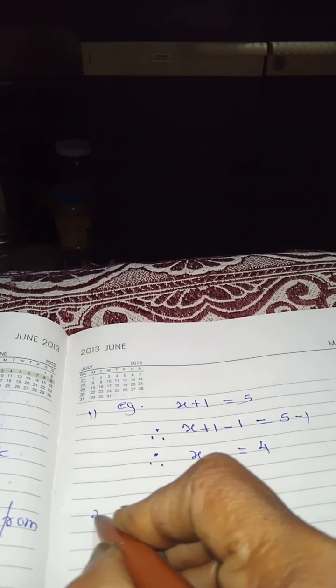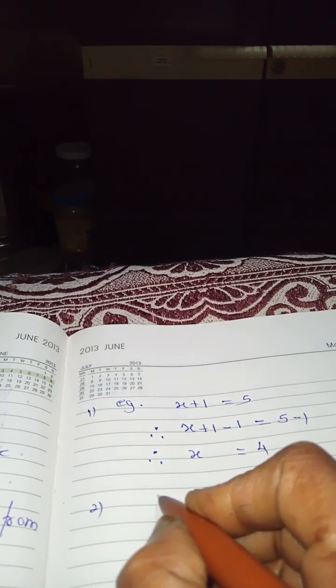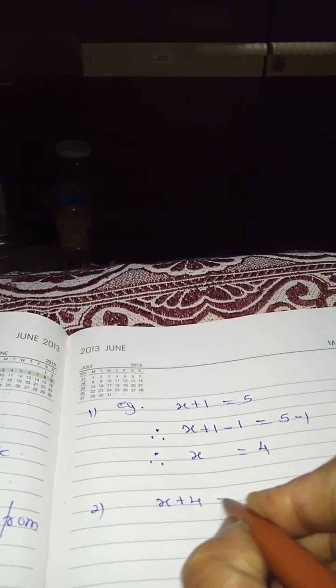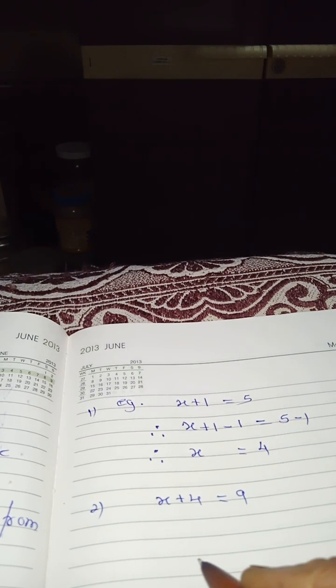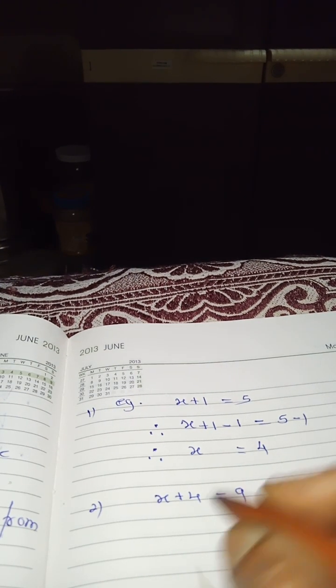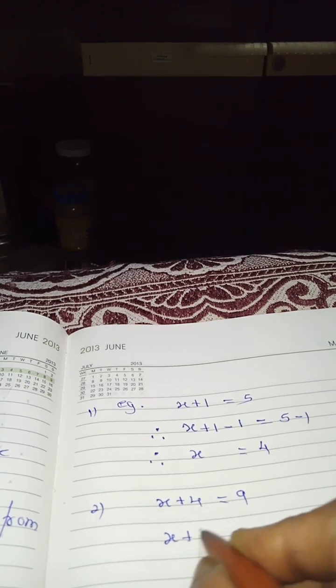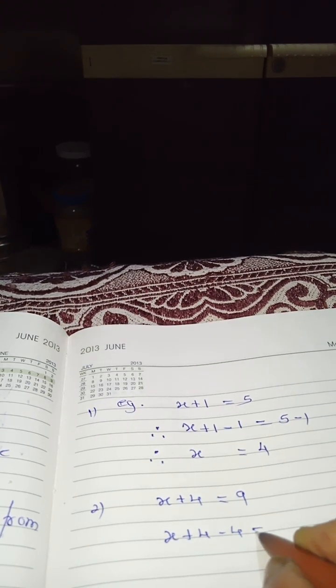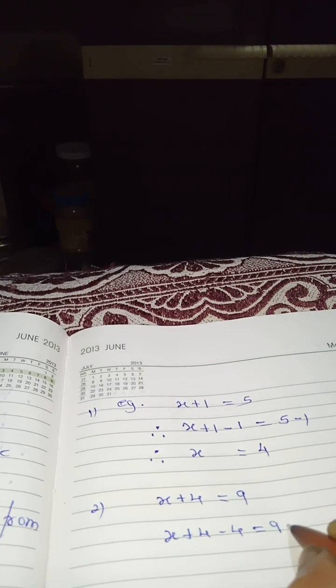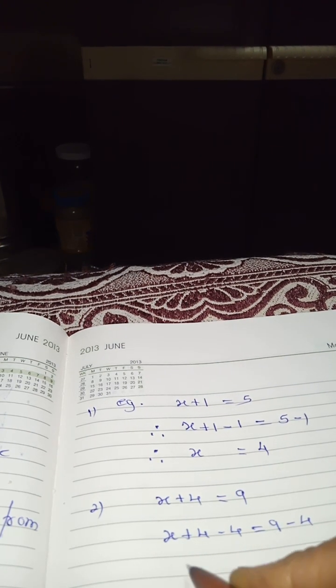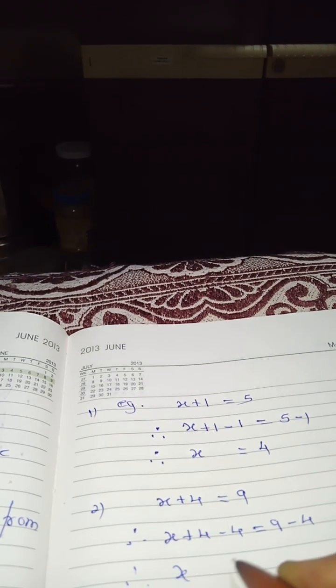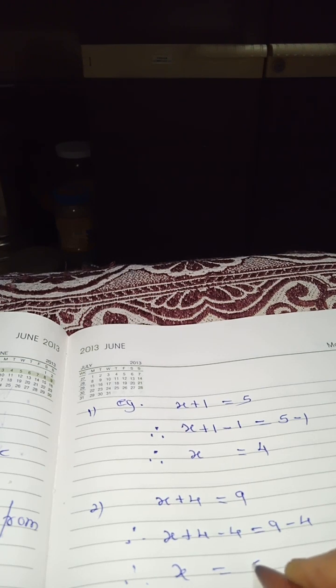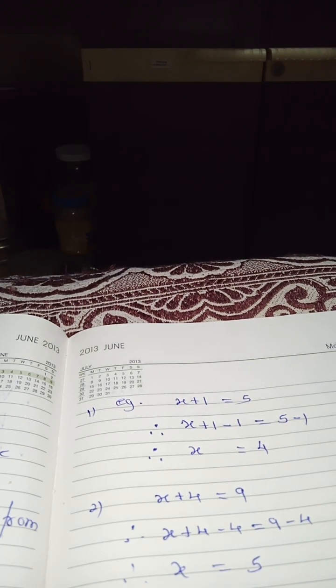Now one more example I give you here. This is the second. Suppose x plus 4 is equal to 9 given. What are you going to think of? There are many ways. Now this is x plus 4 minus 4 is equal to 9 minus 4. Got it? So therefore, very important, therefore x is equal to 9 minus 4, which is 5. Got it? Because plus 4 and minus 4 cancel.